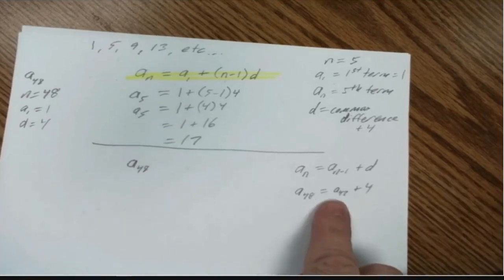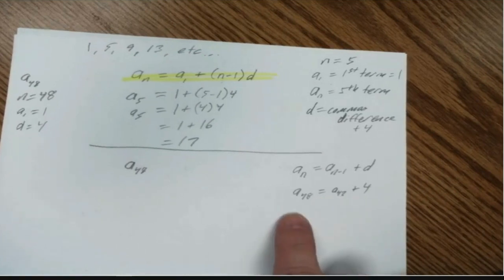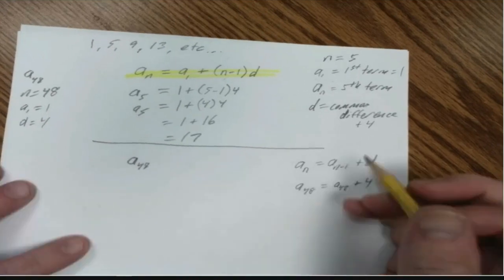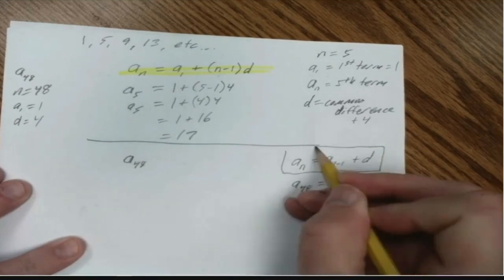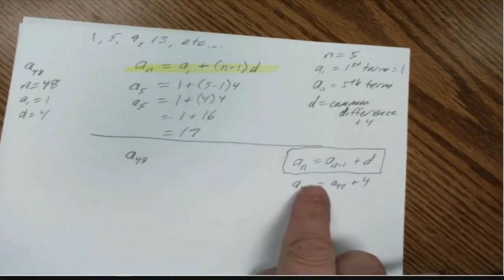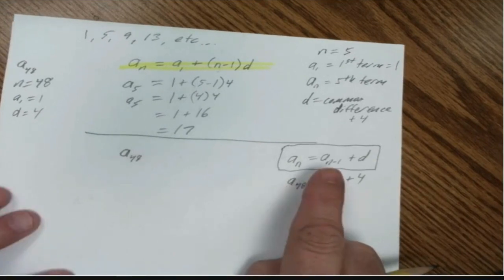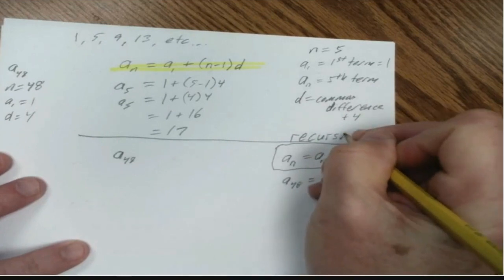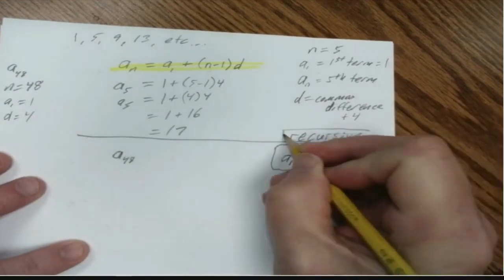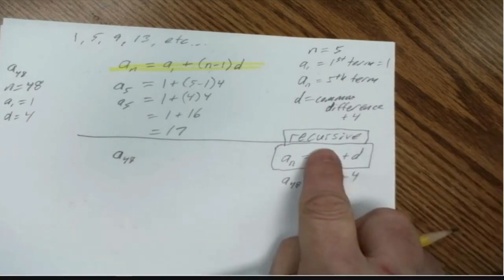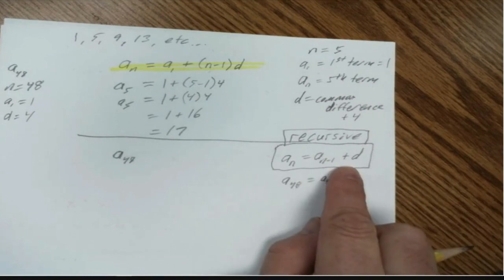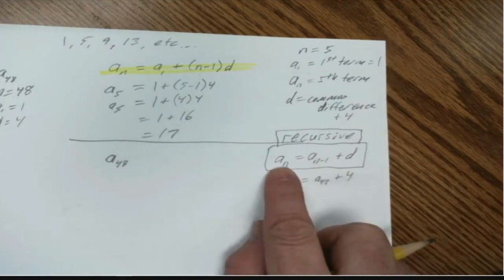So the problem with that is we don't know the 47th term. So to find the 47th term, we'd have to say the 47th term is equal to the 46th term plus 4. So this formula is a formula to find the terms, but it relies on us knowing the term before. This one is called the recursive formula. The recursive formula says, as long as you know the one before it, you can just add the difference and know what this term will be.